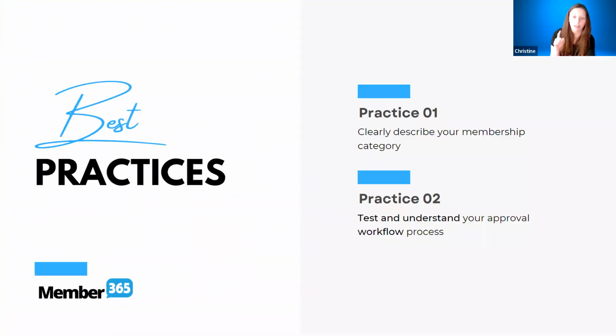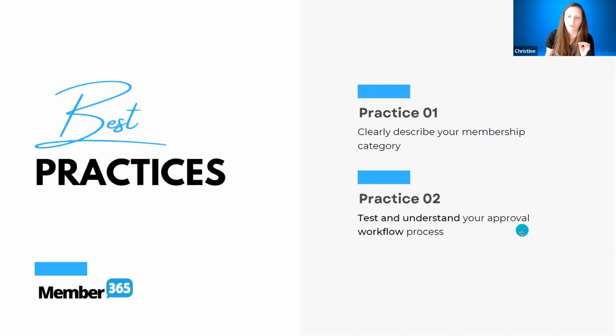So the first best practice is to clearly describe your membership category. As I said in the description at the top, also do this for the renewals: have a clear description of what that category is, what it means, and what the benefits are, so that when they click on it, they know exactly which one they're clicking on. I also recommend you do this on the membership page that they're registering from. Again, it's not a have-to, just a recommendation.